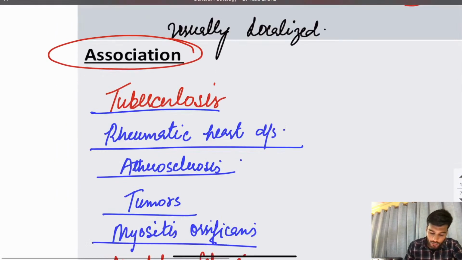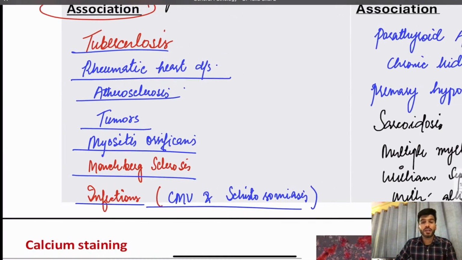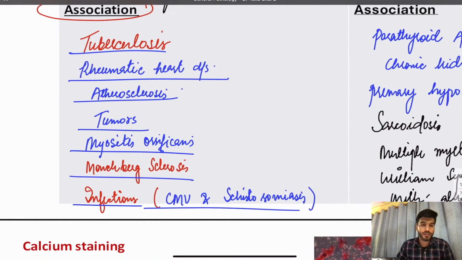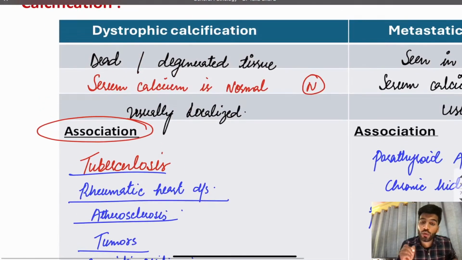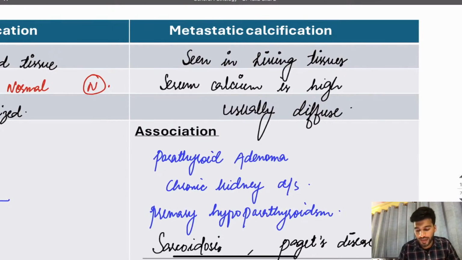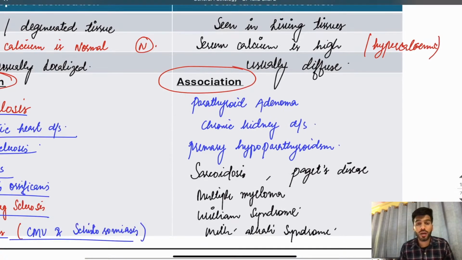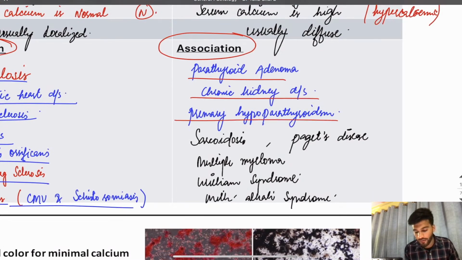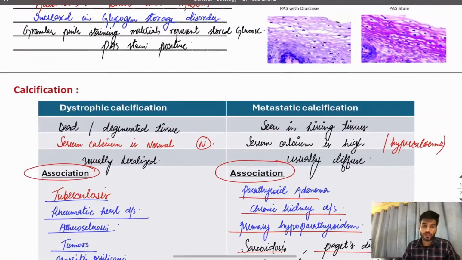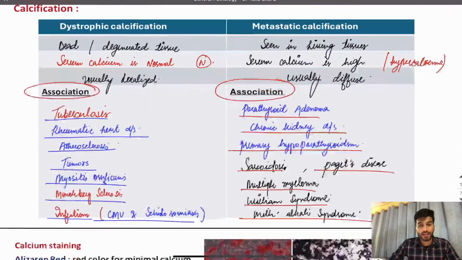So remember the associations, guys. Associations are important. Tuberculosis, rheumatic heart disease, atherosclerosis, tumors, myositis ossificans, Monckeberg sclerosis, and infections have dystrophic calcification. In the question, the examiner will give you a hint that the calcium level is normal. And in metastatic calcification, there is hypercalcemia. The associations are parathyroid adenoma, chronic kidney disease, primary hyperparathyroidism, sarcoidosis, Paget's disease, multiple myeloma, Williams syndrome, and milk alkali syndrome. Okay, so that's about dystrophic and metastatic calcification.